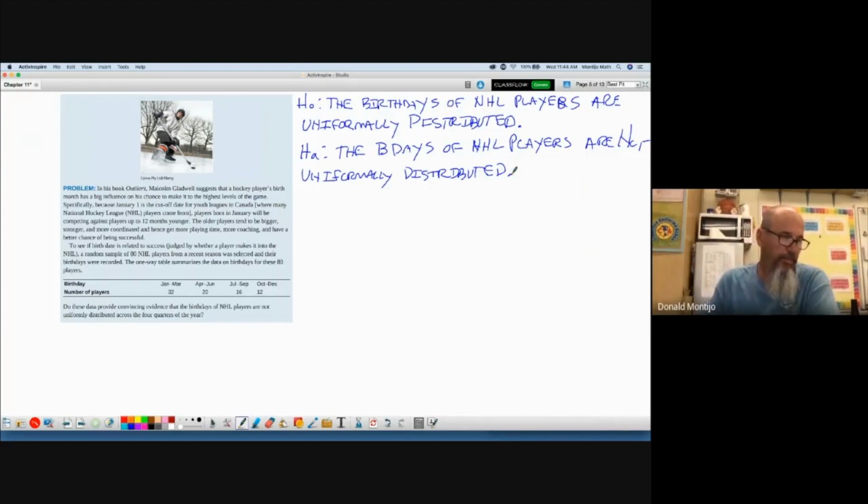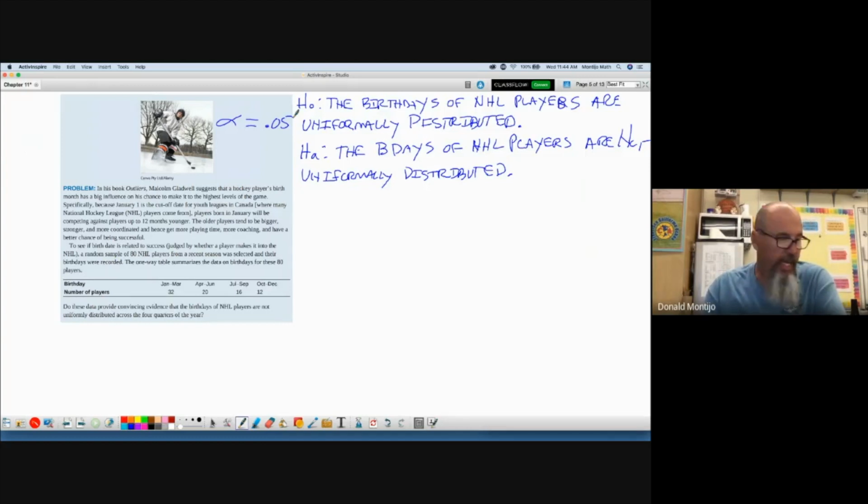Okay. So we're explaining what we want to test. Since they didn't tell us, we're going to have to assume that alpha is 0.05. Okay. What's our plan? What kind of test are we going to run?